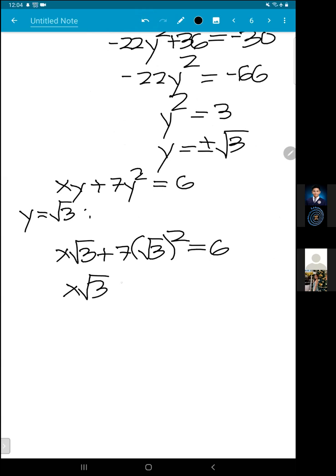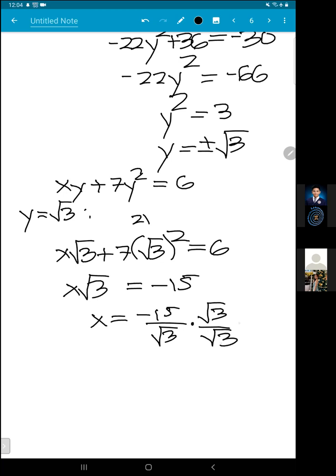So plus 21. And then 6 minus 21 is -15. Divide. Now this is acceptable as an answer, but let me rationalize. So -15 square root of 3 over 3. So magiging -5 square root of 3.